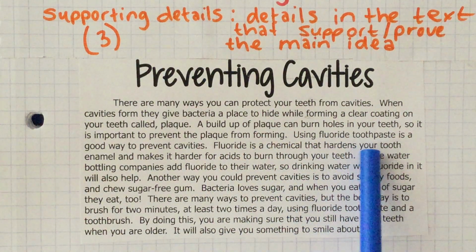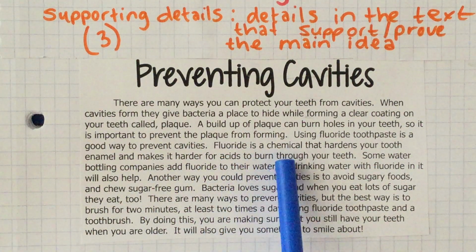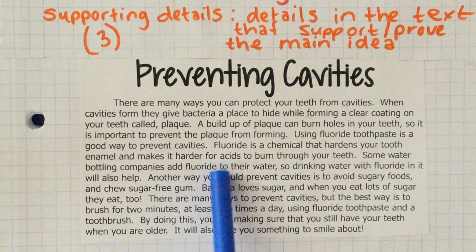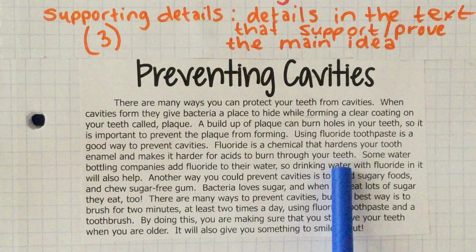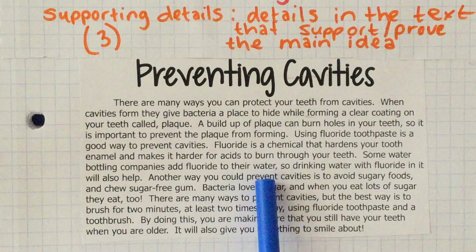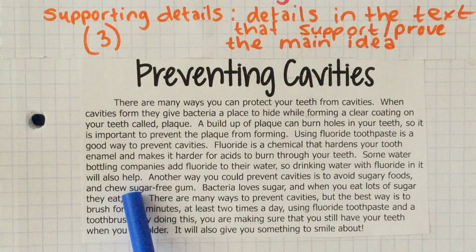Using fluoride toothpaste is a good way to prevent cavities. Fluoride is a chemical that hardens your tooth enamel and makes it harder for acids to burn through your teeth. Some water bottling companies add fluoride to their water, so drinking water with fluoride in it will also help.